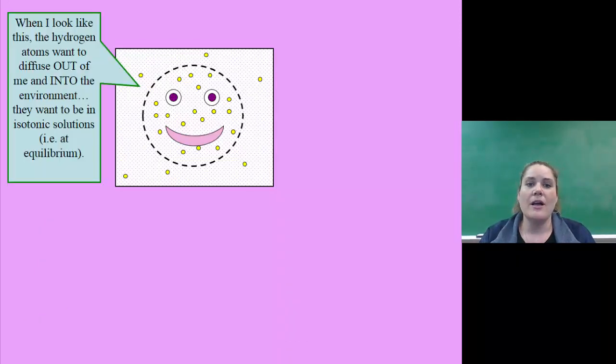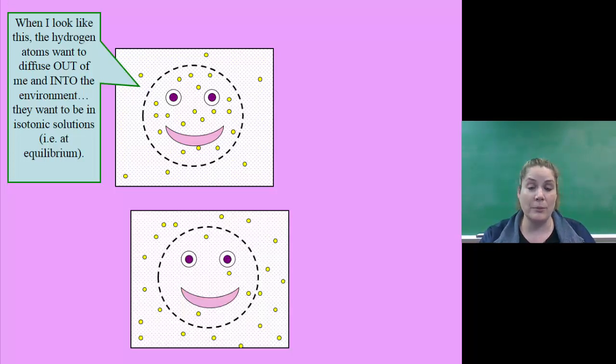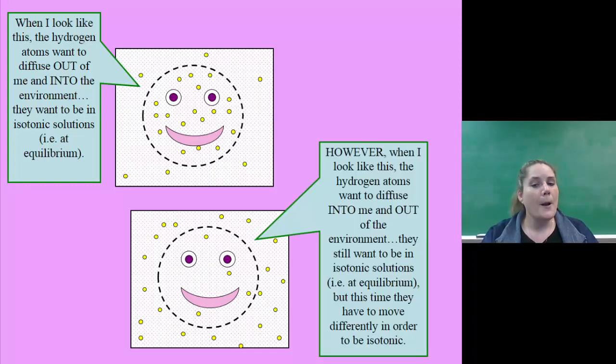Okay, so if our cell looks like this, the inside of the cell is hypertonic, the outside of the cell is hypotonic. Those hydrogen atoms want to get out of the cell. Luckily, the cell membrane is permeable to those hydrogen atoms, and so they're going to move out, okay? But when we have this other situation, sometimes the outside is hypertonic, the inside is hypotonic, and so those molecules are going to want to move in.